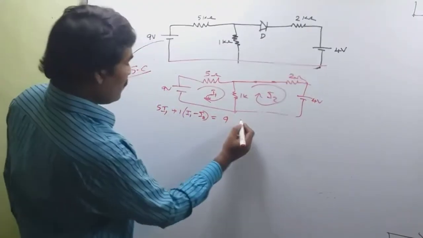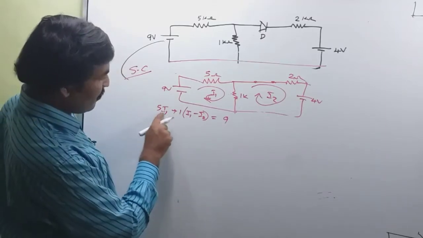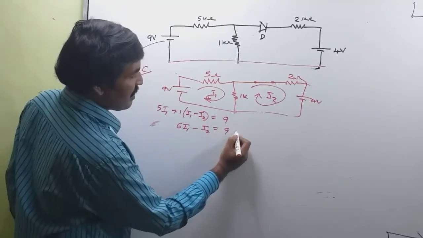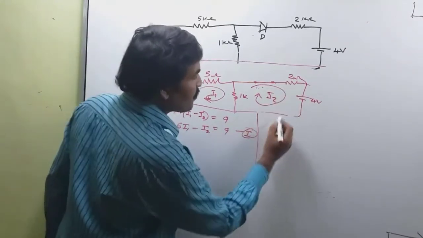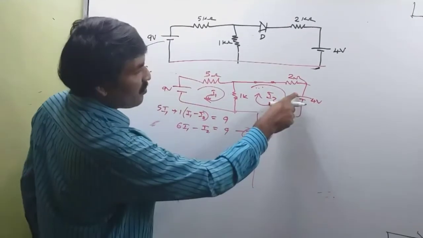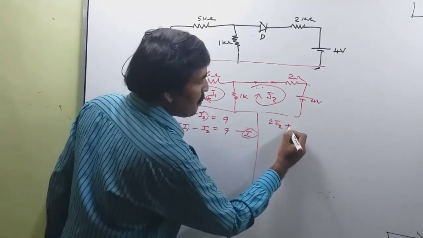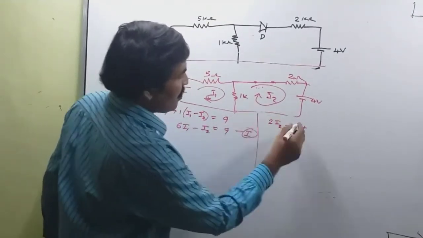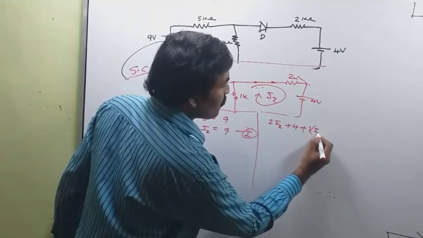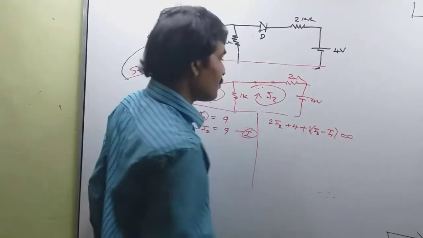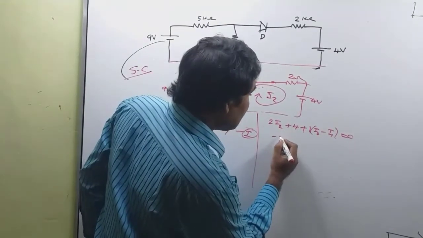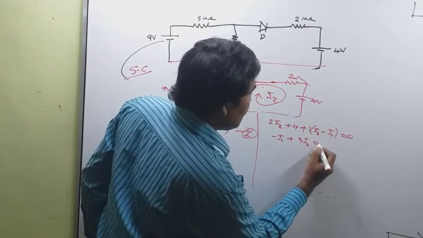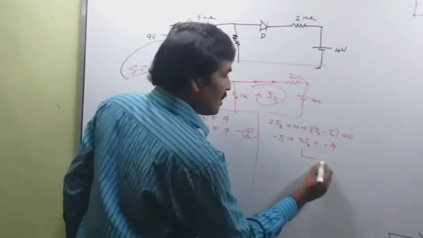That is 6I1, total 5I1 plus I1, that will become 6I1 minus I2 is equal to 9. Equation number 1. Now for the second loop, we are moving from plus to minus, that means plus 4 volt plus 1 into (I2 minus I1) is equal to 0. This implies minus I1 plus 3I2 is equal to minus 4. That is equation number 2.